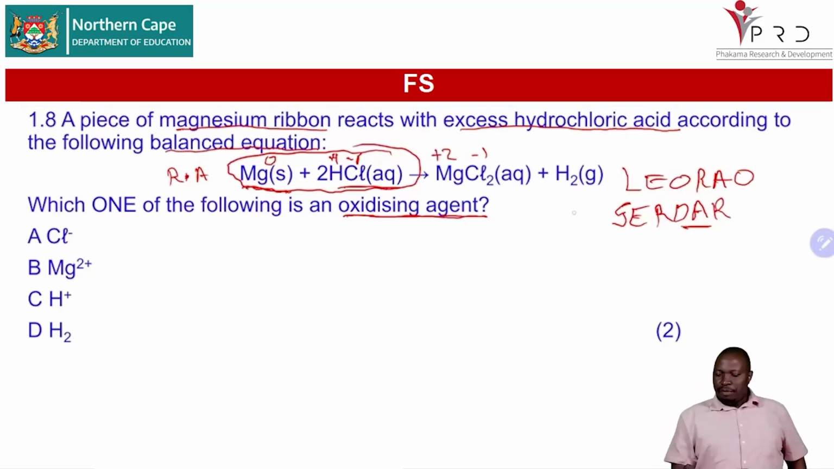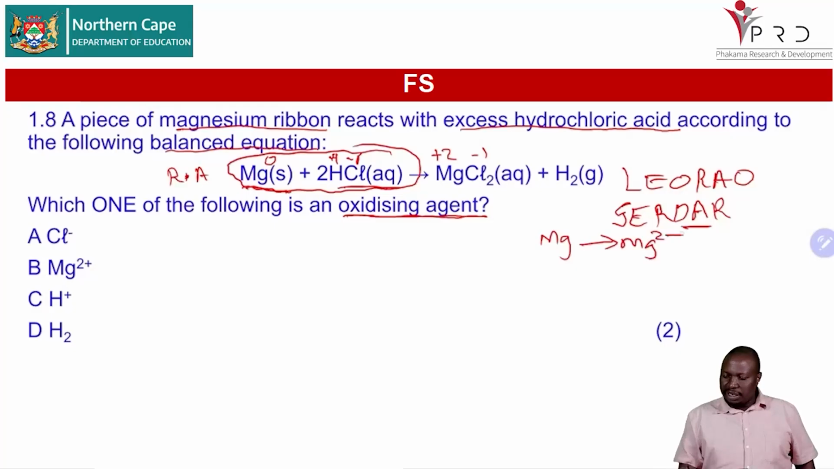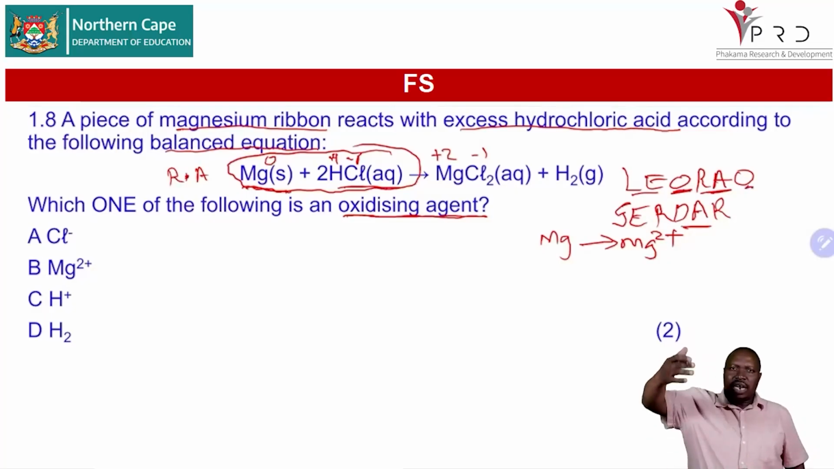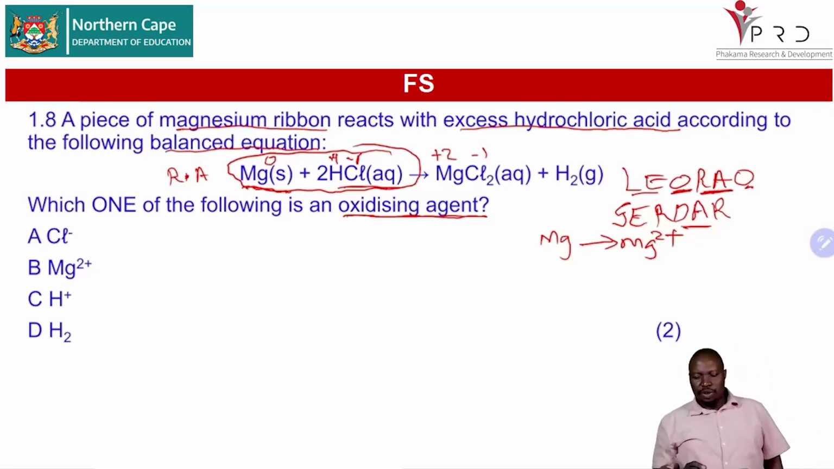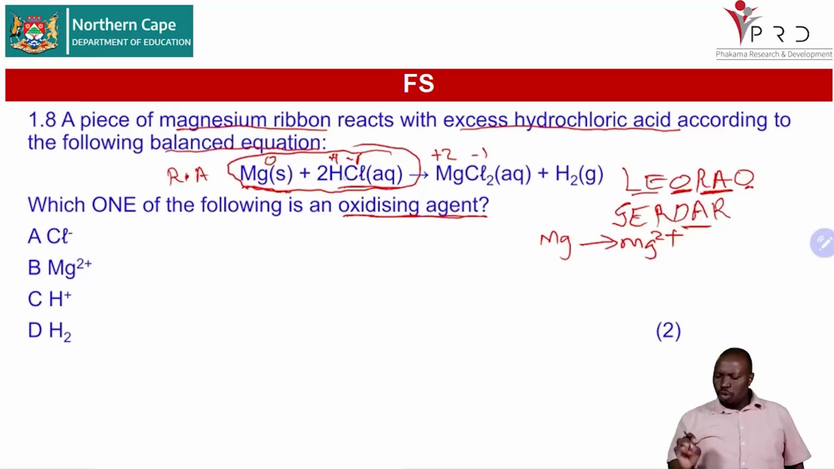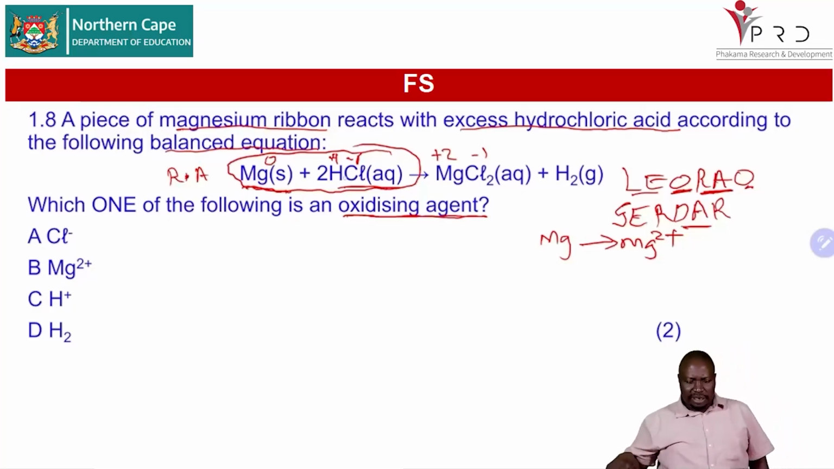So in this case, magnesium has increased. The oxidation number of magnesium has increased from 0 to +2. So you can see that magnesium has lost electrons. It has undergone the reaction called oxidation, which means magnesium is our reducing agent because it is oxidized. Oxidized simply means that its oxidation number has increased. So magnesium in this case is a stronger reducing agent, which means now between hydrogen and chlorine, we're going to look for our stronger oxidizing agent.